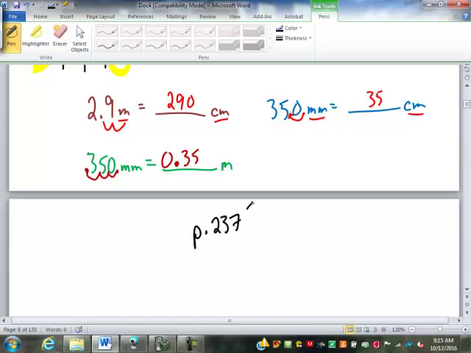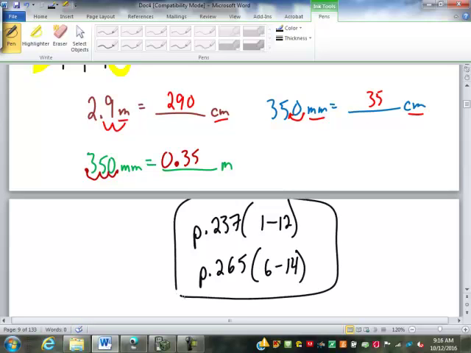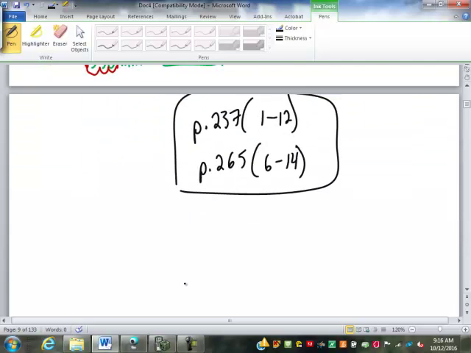In the packet I gave you, page 237, 1 through 12, do them all. That's standard conversions. Page 265 in that packet, 6 through 14, do all those. That is your metric conversions. The other sheet I gave you is just a sheet of all the standard conversions, so you have one all in one spot. If you look at the back of that sheet, there's units of area and volume, I believe.